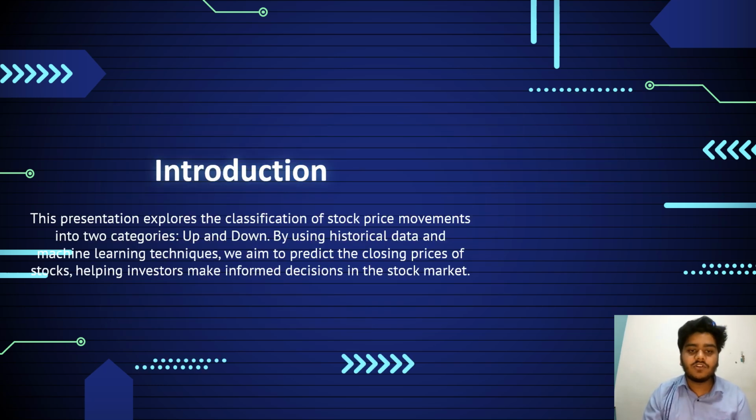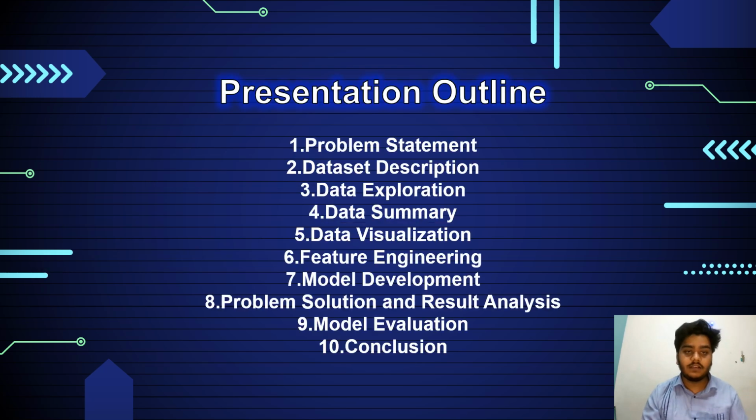Introduction. The presentation explores the classification of stock price momentum into two categories, up and down. By using historical data and machine learning techniques, we aim to predict the closing price of the stock, helping investors to make informed decisions in the stock market.